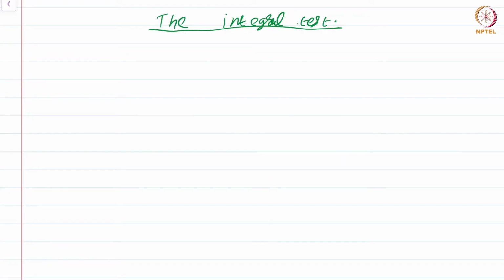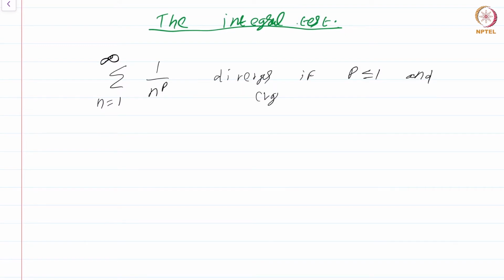Recall the series summation 1 by n power p, n going from 1 to infinity, diverges if p is less than or equal to 1 and converges if p is greater than 1. Now observe this function 1 by n power p. I can consider it as 1 by x power p, and the function is now defined on [1, infinity).